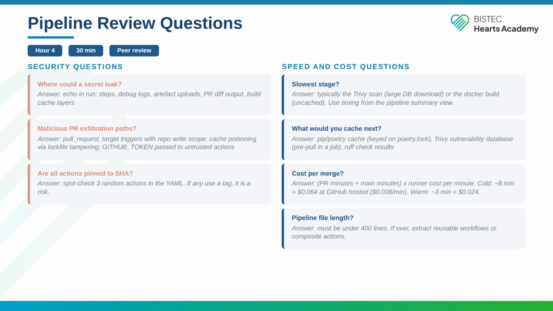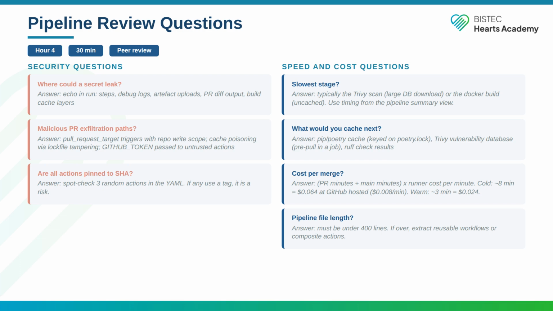Where could a malicious pull request exfiltrate from? On GitHub Actions, pull requests from forks run in a restricted context with no access to repository secrets. But pull requests from branches within the same repository have full secret access. A contributor with write access can open a PR with a workflow step that exfiltrates secrets from the environment.